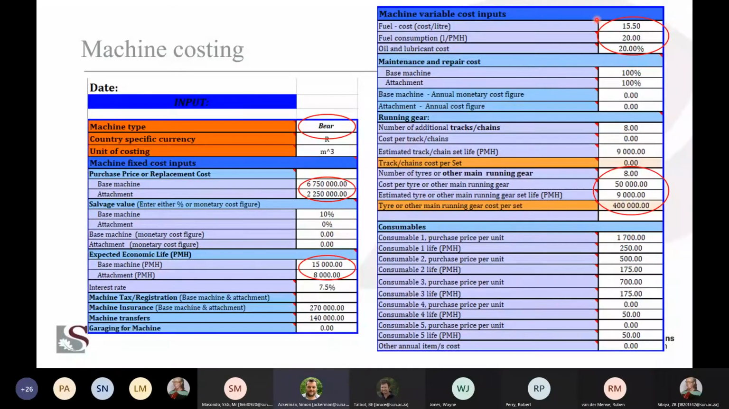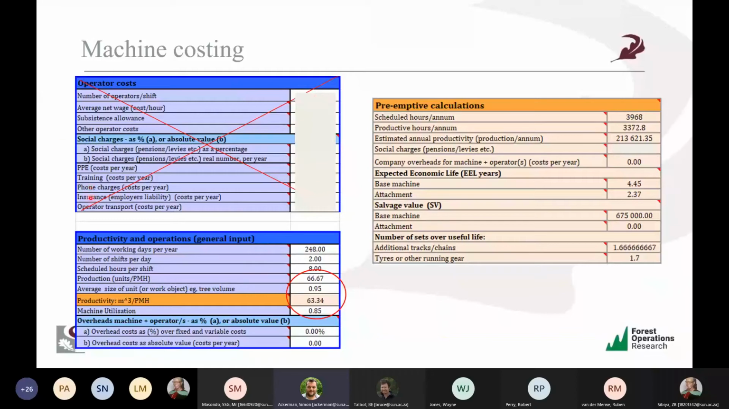Variable costs: fuel cost per liter, basically today's prices, a consumption of 20 liters per hour, and then an oil and lube factor of about 20%. Maintenance and repair, a bit of an industry costing standard, using 100%. So 100% of the machine cost would be used to maintain and repair it over the lifetime of the machine. Looking at running gear, 8-wheeled machine, 50,000 Rand roughly for a tire, that would last roughly 9,000 hours. And the consumables being the bar, the chain, and the sprocket, with their respective costs and lives.